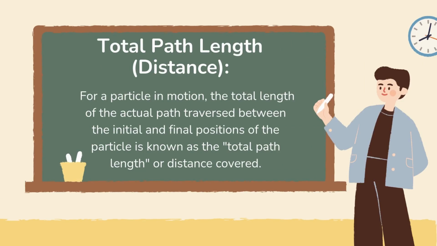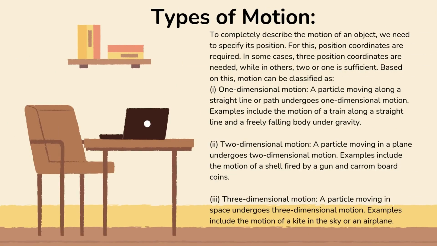Total path length, distance. For a particle in motion, the total length of the actual path traversed between the initial and final positions of the particle is known as the total path length or distance covered. Types of motion. To completely describe the motion of an object, we need to specify its position. For this, position coordinates are required. In some cases, 3 position coordinates are needed, while in others, 2 or 1 is sufficient.